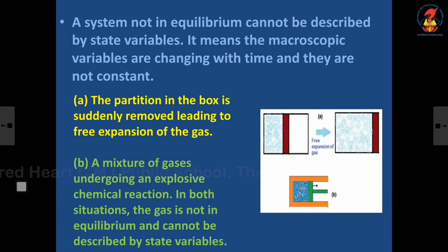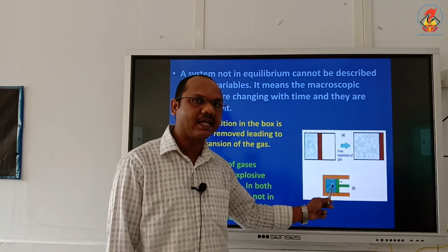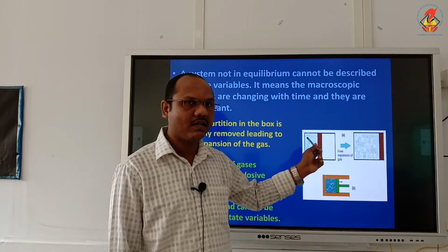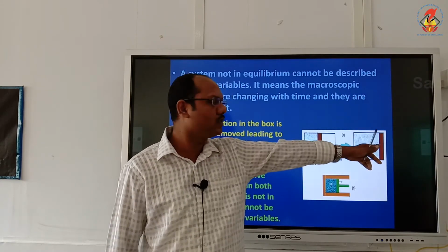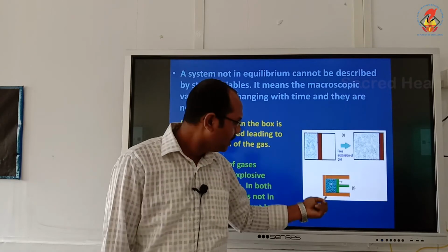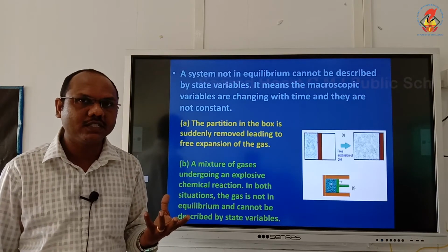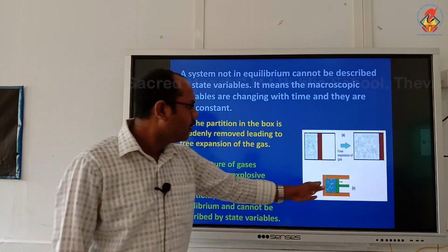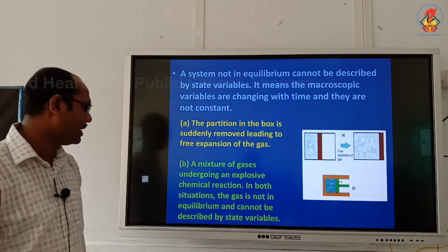Now, the second one: a mixture of gas undergoing an explosive chemical reaction. During an explosive chemical reaction, this will be forcefully pushed by the energy of this reaction. Here, the gas is not forcefully pushing it, I am just removing it to that side so that the gas can freely expand. In the second figure, due to the explosive chemical reaction, the force of that chemical reaction pushes this piston towards the right and the gas expands.